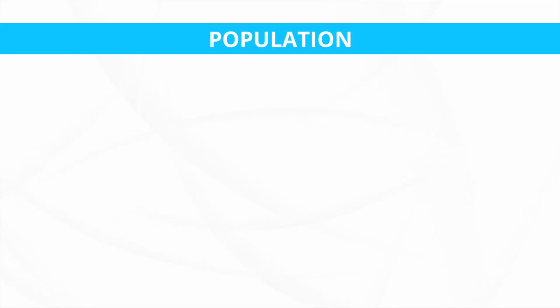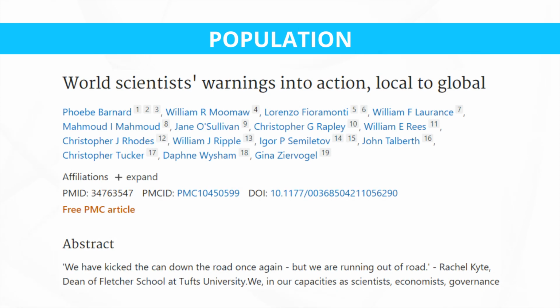There's also the World Scientists' Warning into Action. There was a group of scientists. This was also published in 2021. 15 world scientists writing about 6 urgent areas related to addressing climate change. So they look at energy, atmospheric pollutants, nature, food, population, and the economy.